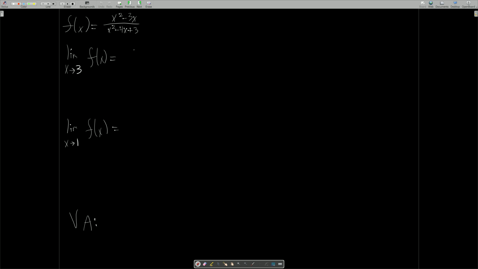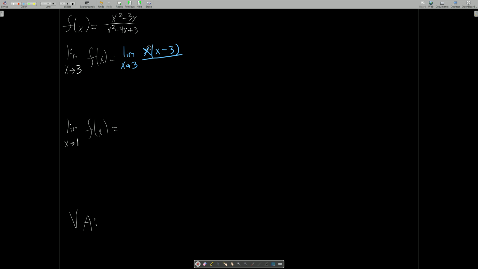Here you have another one. This one's slightly more complicated, but the first step is to factor it out. Notice for the numerator, we have x in both terms. So we can factor out an x: x squared divided by x is x, and negative 3x divided by x is just negative 3. So factor out an x.